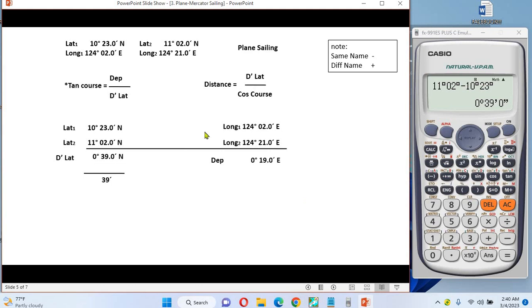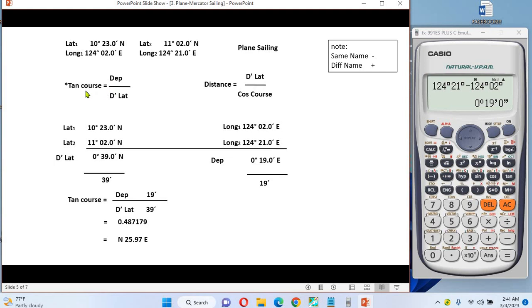So in longitude, the larger number is 124°21'. So 124 degrees 21 minutes minus 124 degrees 02 minutes equals, so there you go, 19. So the same answer, the same answer. Okay, so bring down 19 and then punch in the formula.